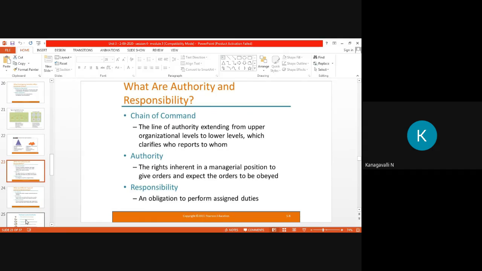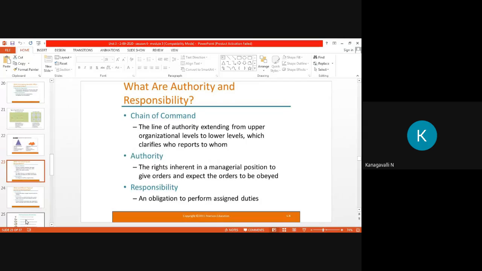Then responsibility is the state or fact of having a duty to deal with something or having control over something. Authority is a power, then responsibility is a duty, right? Orders and commands play a vital role in authority, but duties and obedience play a vital role in responsibility. Authority stays for a longer period as compared to responsibility.